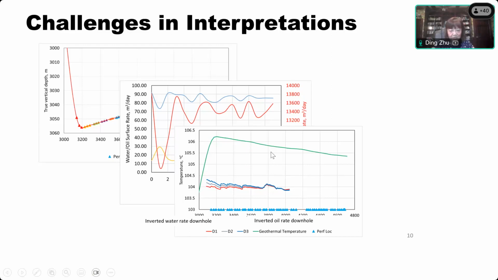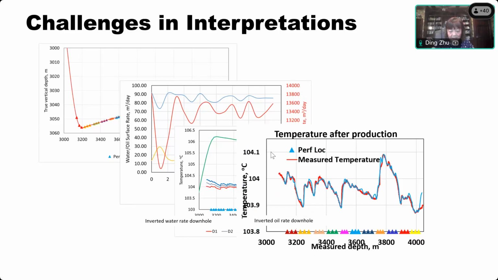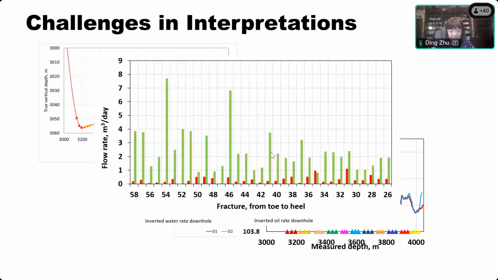If we track the temperature simulation until the day we get this record, 3 months after production, we actually come up with a pretty good match of the temperature, and we also come up with a fluid distribution. Now, this fluid distribution actually answered only one question: who is producing, who is not? But it still does not answer the question, why? Why is this 30% of clusters not producing fluid?